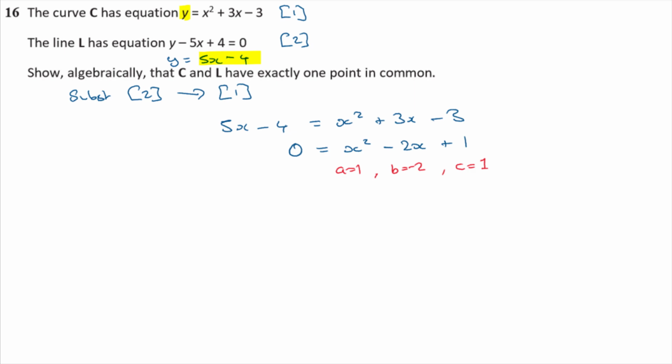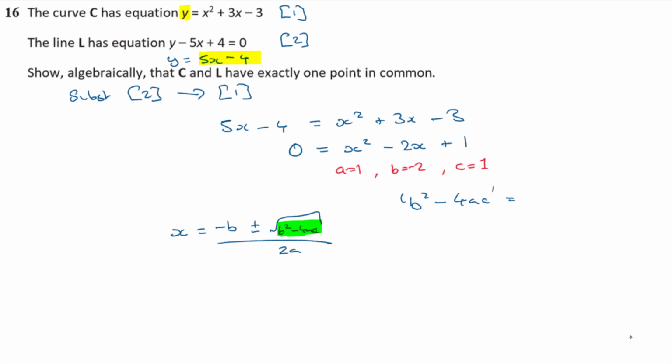I just need to show that there is exactly 1. So to do that, all I need to use is a bit of the quadratic formula. So if x equals minus b plus or minus the root of b squared minus 4ac all over 2a, then the only bit I really need to do this is this bit here, the bit under the square root symbol. Now we call b squared minus 4ac the discriminant of the quadratic.